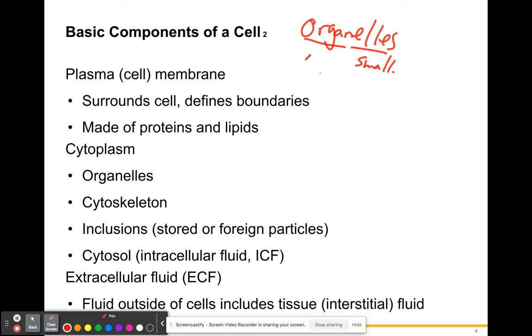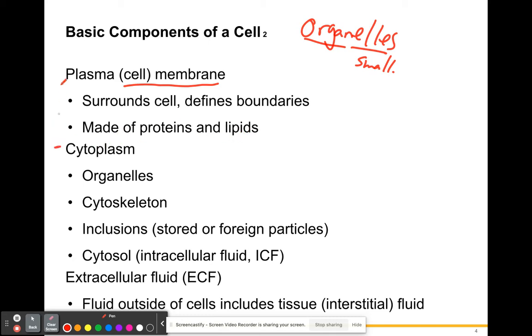All right, so the first thing we want to look at is the plasma membrane, which could also be called the cell membrane. And I have pictures of all these, so I'm not going to do too much drawing because I'm going to show you the pictures. We're just going to go through the simple functions of these. This is, again, just a review of biology. So the cell membrane, or the plasma membrane, surrounds the cell. It defines the boundaries of the cell, so you can see where one cell begins and another one ends. It's made of proteins and lipids, and we're going to see that more closely.